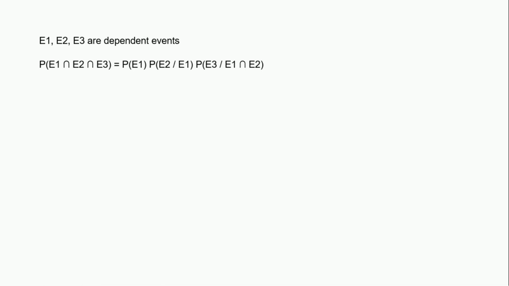Let's expand this formula. There are 3 events, E1, E2, E3, and all these events are dependent events. Therefore the probability that E1 and E2 and E3 happen becomes the probability of E1 into, since all these events are dependent, one event got affected by previous events, the probability of E2 given that E1 already happened into the probability of E3 given that E1 and E2 already happened.